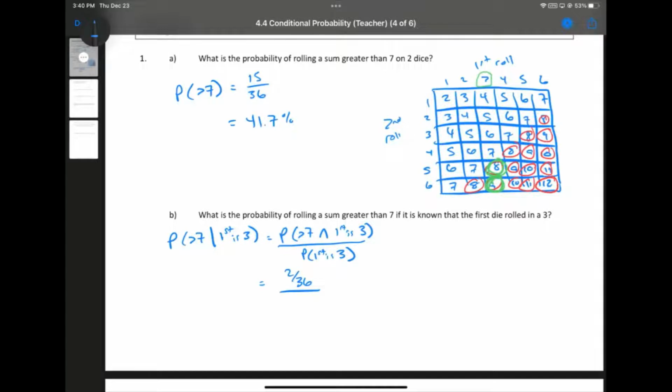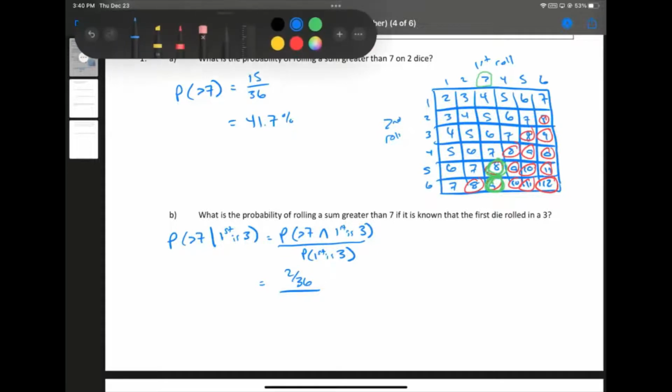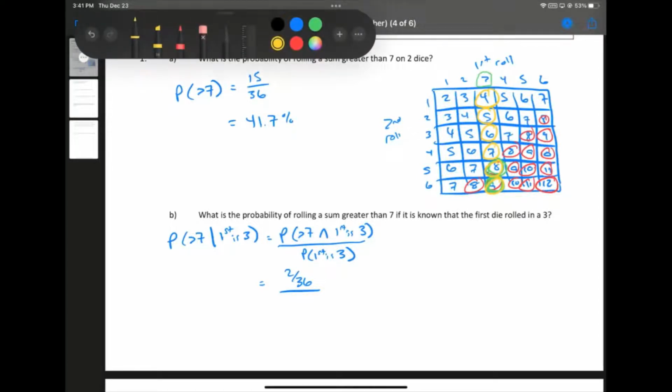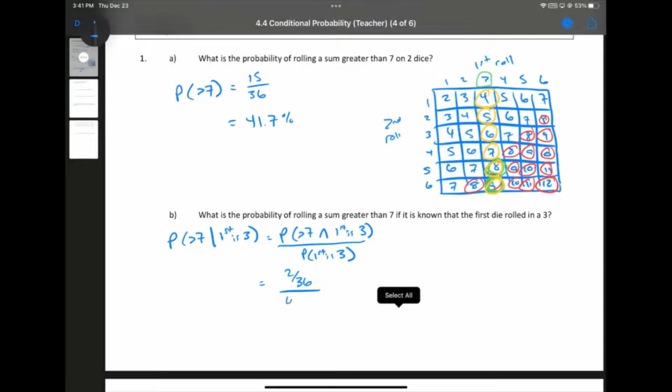And this is one example where I'm just going to leave it as a fraction for now. You'll see why in a second. And the probability that the first is a 3 is, well, the first is a 3, 6 of the outcomes. So basically everything in this column, 1, 2, 3, 4, 5, 6. 6 of 36 outcomes. And luckily, the 36s cancel. Basically, 2 out of 36 divided by 6 out of 36 is just 2 out of 6, which is a 33.3% chance of happening.